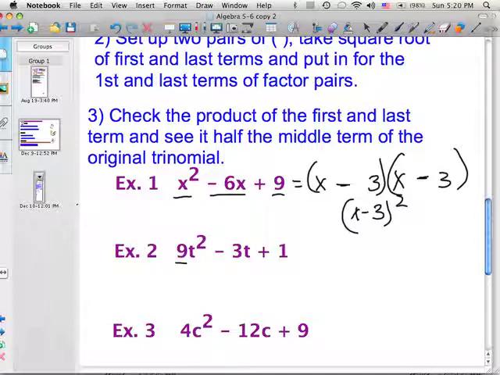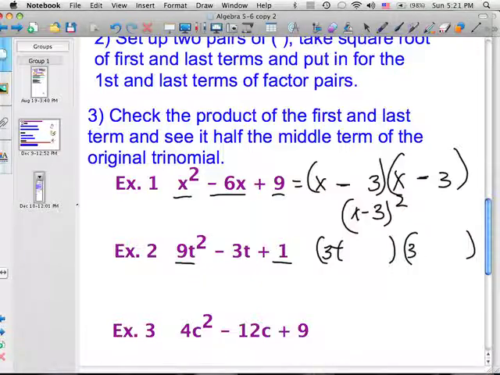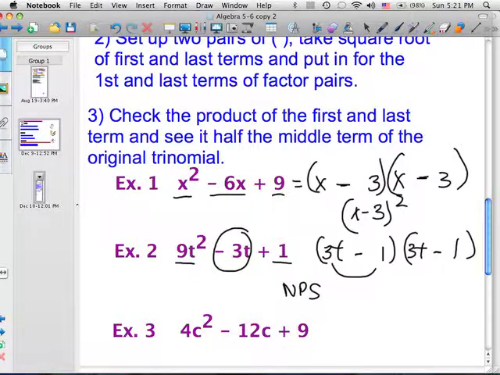Second example, 9t squared is a perfect square and positive 1 is a perfect square. Remember, it has to be positive. Perfect squares are not negative. So I take the square root of 9t squared, which is 3t, and the square root of positive 1, which is 1. I see the sign in the middle term is negative, so they would both have to be negative. I multiply these two together, I get negative 3t. However, the middle is not double that, so I say not a perfect square. You can use NPS.